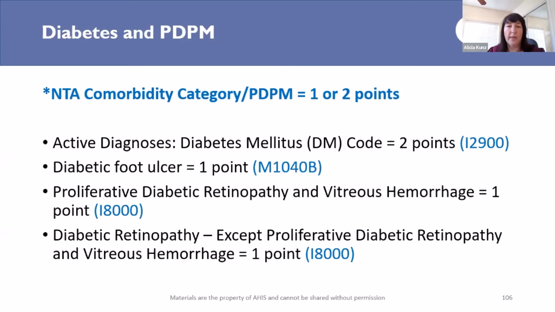We also have some NTA comorbidities when it comes to diabetes. If they have diabetes with a foot ulcer, that will get you an extra point. That would have to be checked off on section M of the MDS, but we should also use that diabetes with foot ulcer combo code as well. And then, of course, diabetes with retinopathy. There are 2 different types here: diabetic retinopathy and vitreous hemorrhage, and proliferative diabetic retinopathy with vitreous hemorrhage. Diabetes and diabetic retinopathy will get you another point. Next.